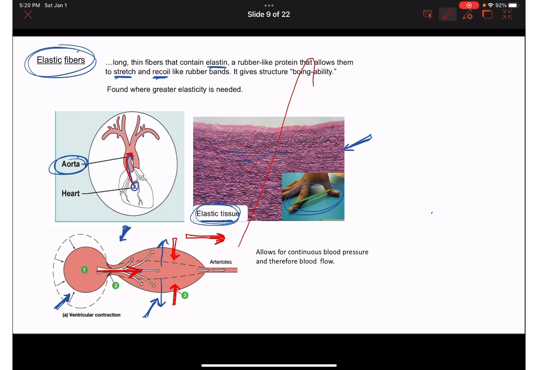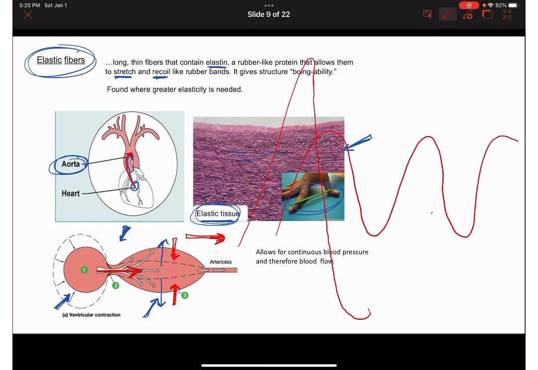And then when the heart relaxes, the aorta is not able to recoil. And so the blood pressure goes way down. And so instead of having these kind of normal pulsations in blood pressure, systole and diastole, you have these huge pressure swings during ventricular contraction and ventricular relaxation. And your blood pressure is inconsistent as a result of that.